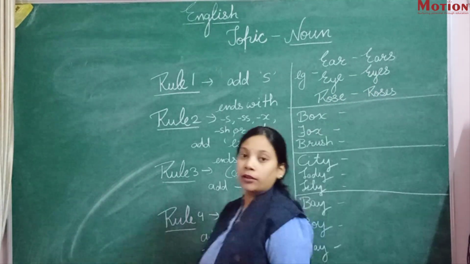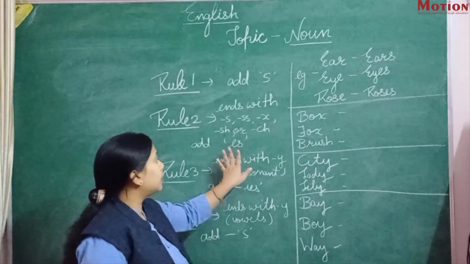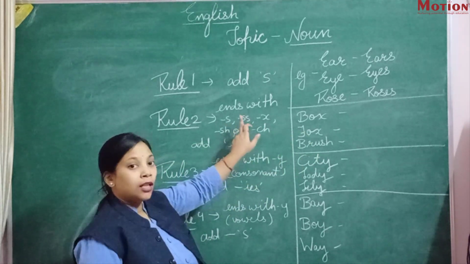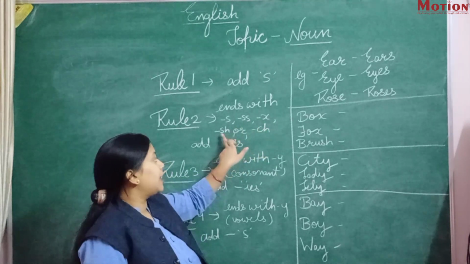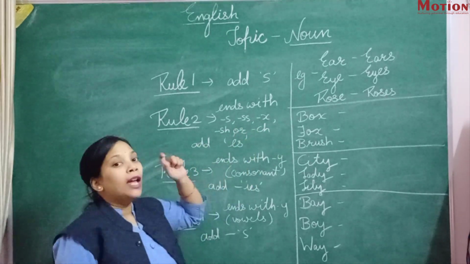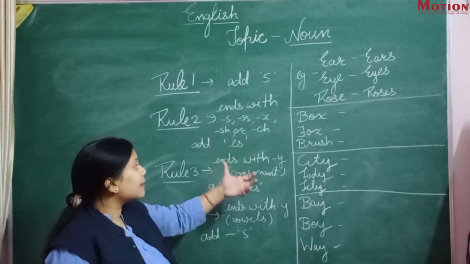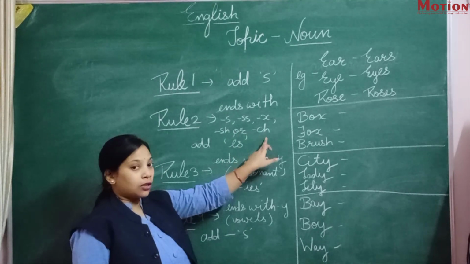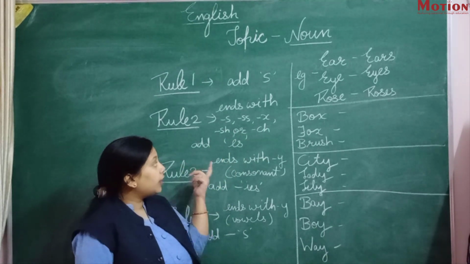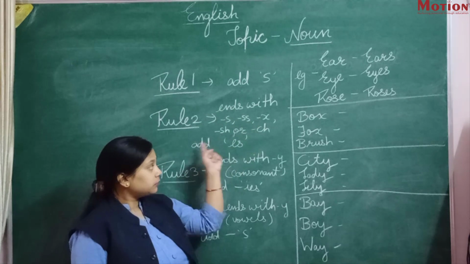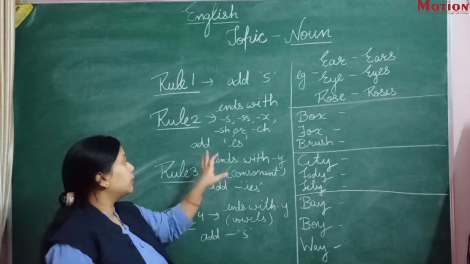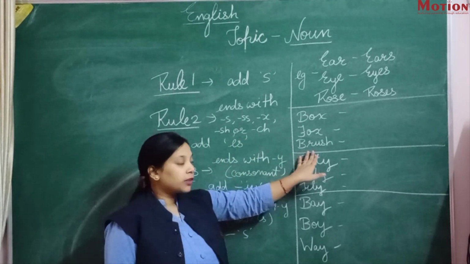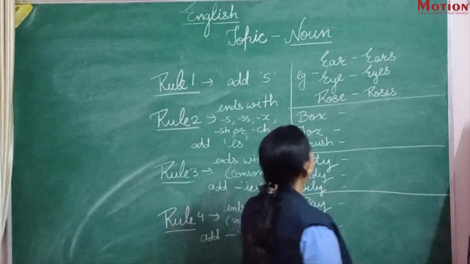Rule number two: if the word ends with s, ss, x, sh or ch, listen very carefully. If any word ends with these letters, we use es. We add es after the noun, that will be the suffix.